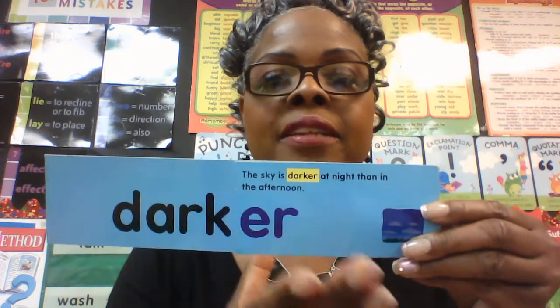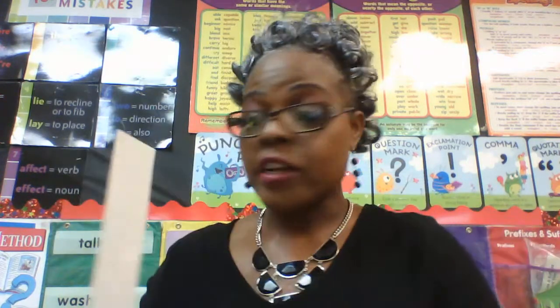Comparing, okay, Mrs. Matlock, what is being compared here? What's being compared is the night sky to the afternoon skies. Look at the sentence again. The sky is darker at night than in the afternoon. So we're comparing that night sky to the sky in the afternoon as far as how it looks. Take a look at our next sentence.